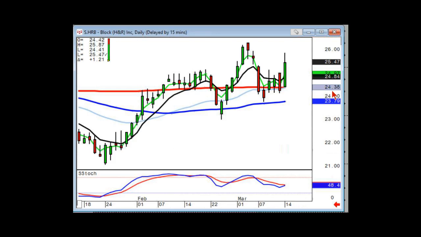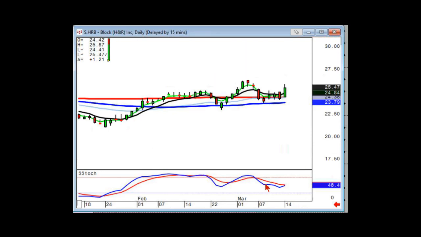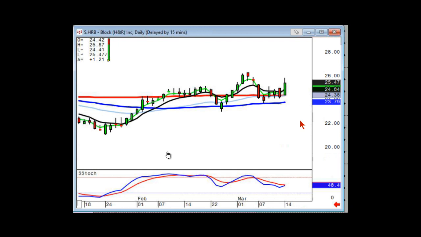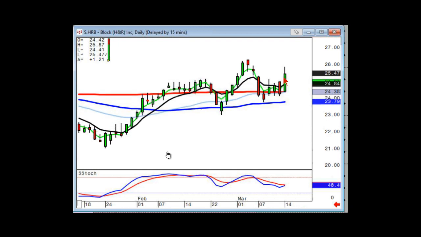H&R Block. Not a very exciting trending stock. Not very exciting at all. And I probably wouldn't, you don't have a buy signal here. Again, that's an up day. That's, to me, kind of a blasé chart.